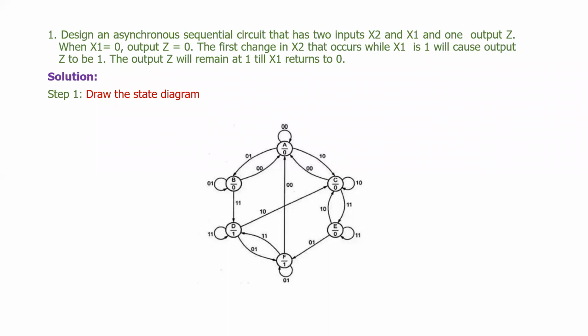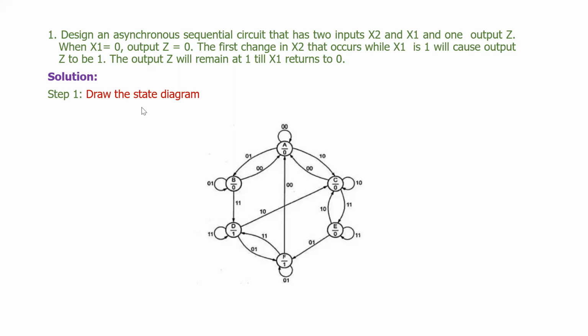In this video, I am explaining the design of a synchronous sequence circuit. Let us consider designing an asynchronous sequence circuit that has two inputs, x2 and x1, and one output z. When x1 equals 0, the output z is 0. The first change in x2 that occurs while x1 is 1 will cause output z to be 1. The output z remains at 1 until x1 equals 0.